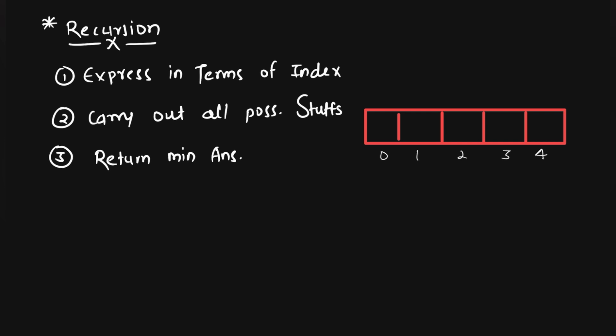And at the end, whatever answer I get from all possible choices, I will simply return the minimum answer of it, because in the question they have asked for the minimum cost to reach the top floor of my array. I hope you understood this.